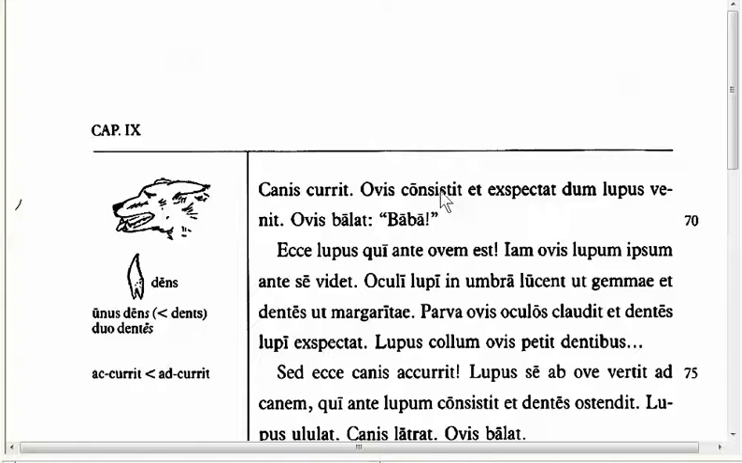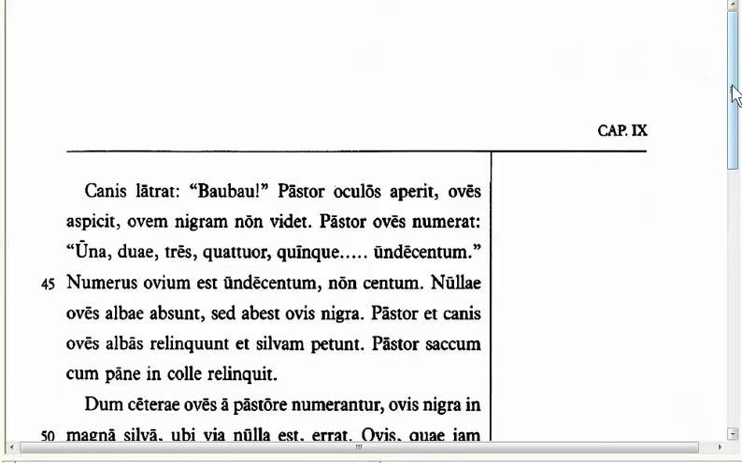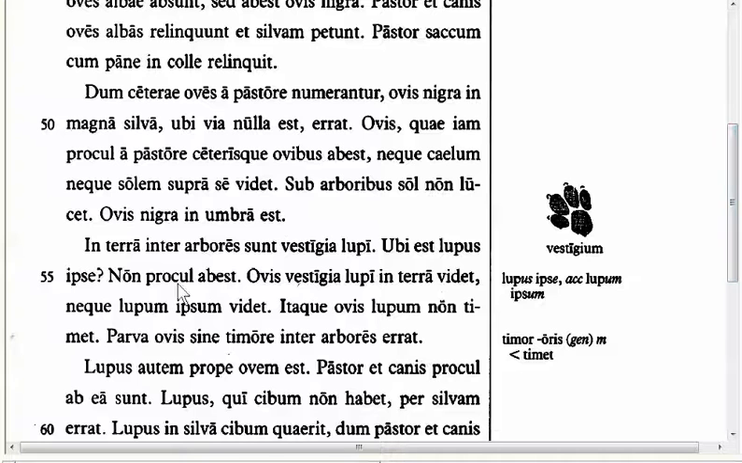Okay, let's look now at the next feature, back in line 55. And you'll notice here that we have the word ipse. Ubi est lupus ipse? Ipse is a part of speech called a demonstrative pronoun. We've seen these before with hic, haec, hoc, and ille, illa, illud, pointing things out, saying like this one or that one. Here it's an emphatic demonstrative pronoun, meaning like the very one or the one itself. So where is the wolf itself?